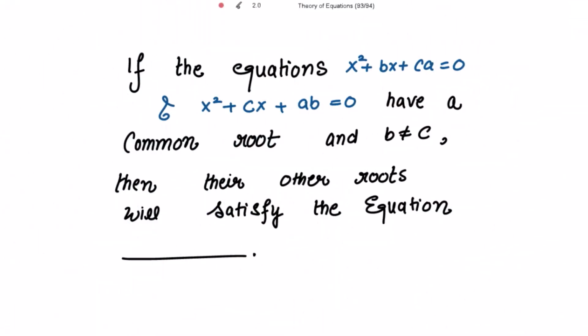If x square plus bx plus ca equal to 0 and x square plus cx plus ab equal to 0 have a common root and b is not equal to c, then their other roots will satisfy what equation? That equation we need to find. So both these given quadratic equations have one root common, and we have to find the quadratic equation for the other roots, right?